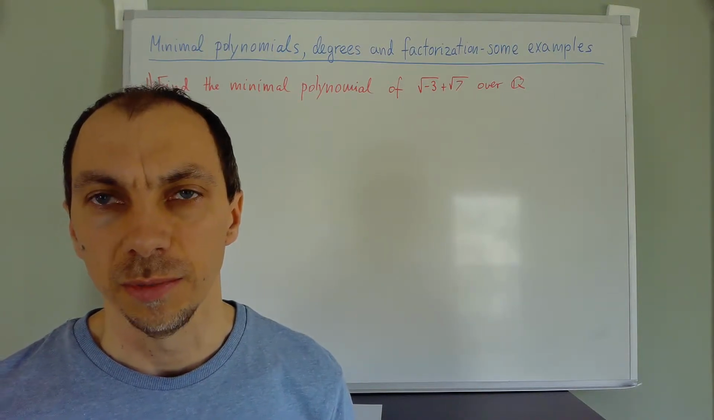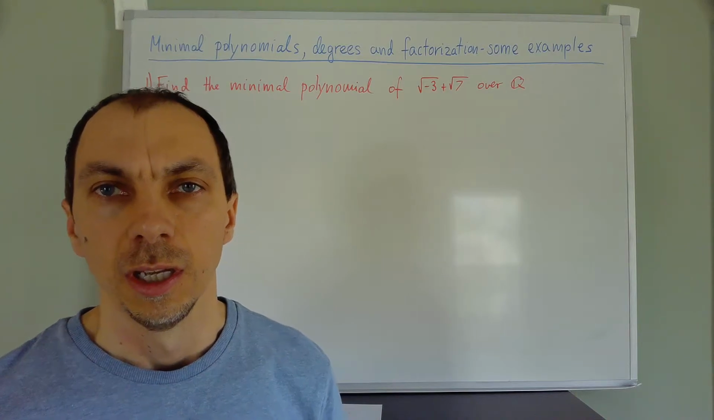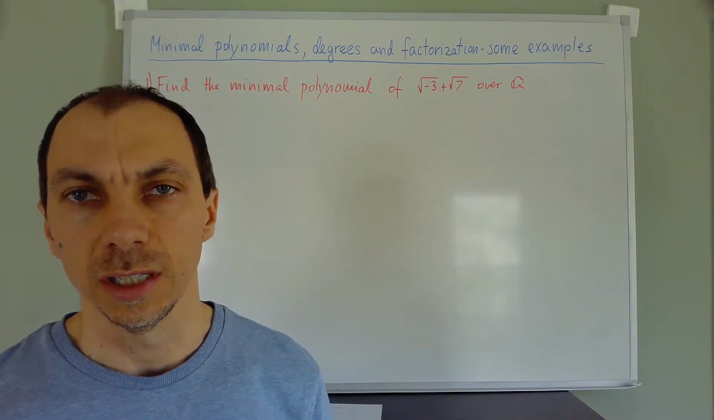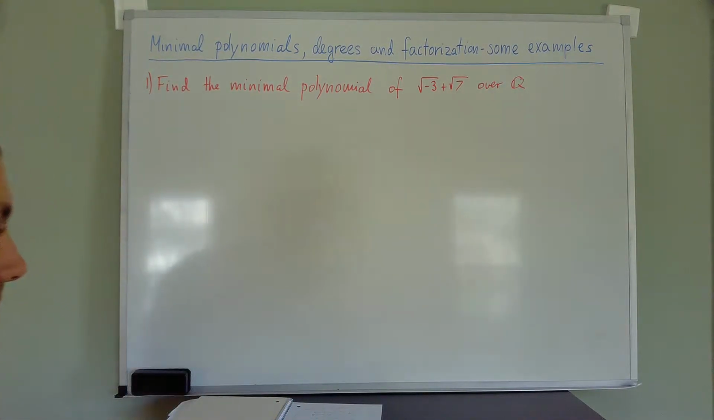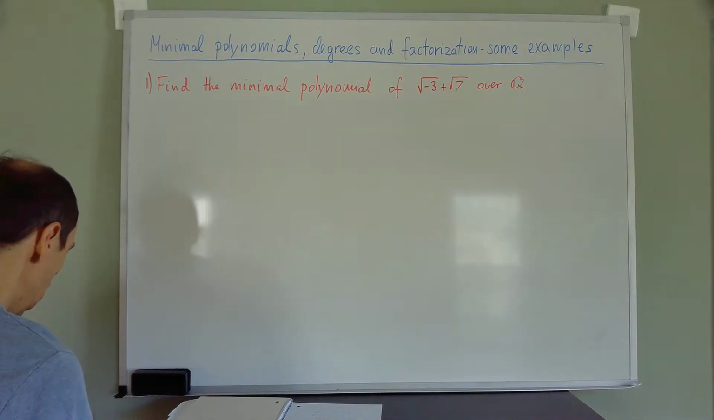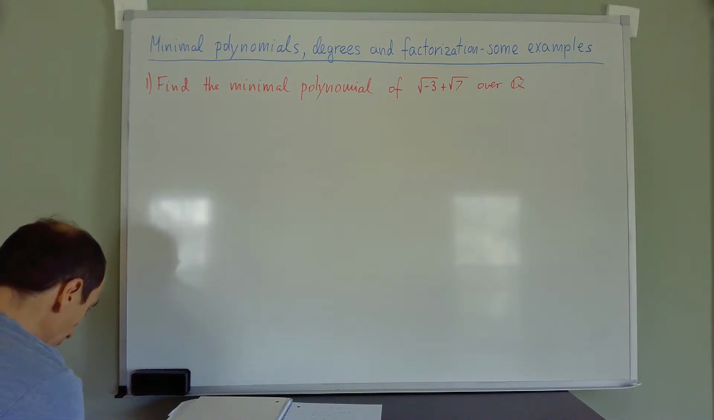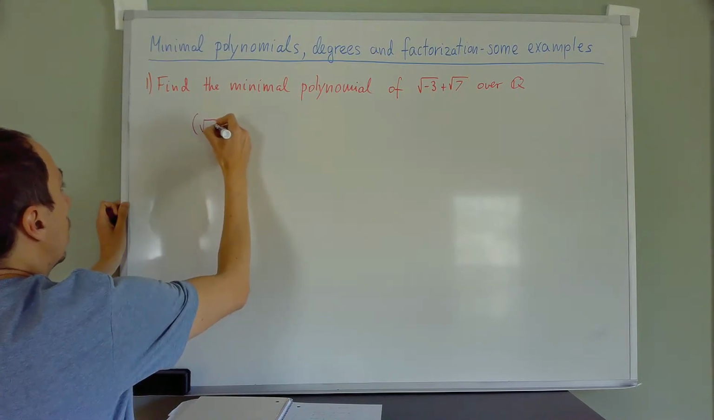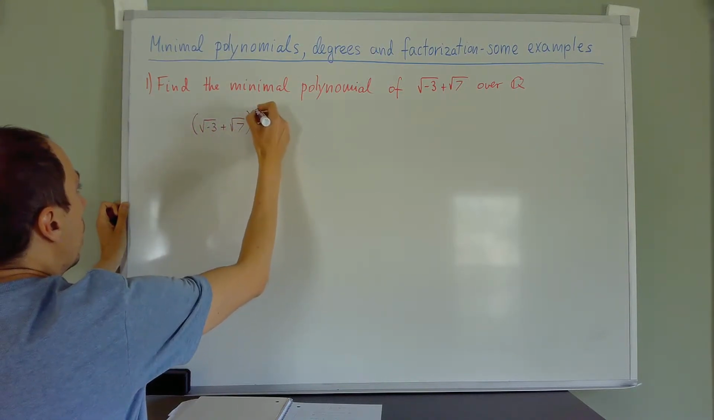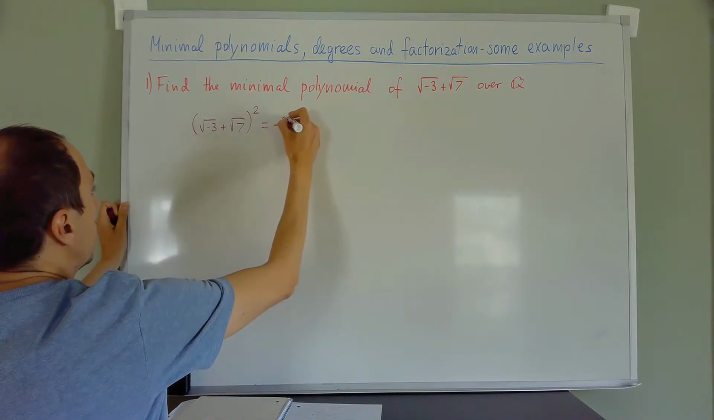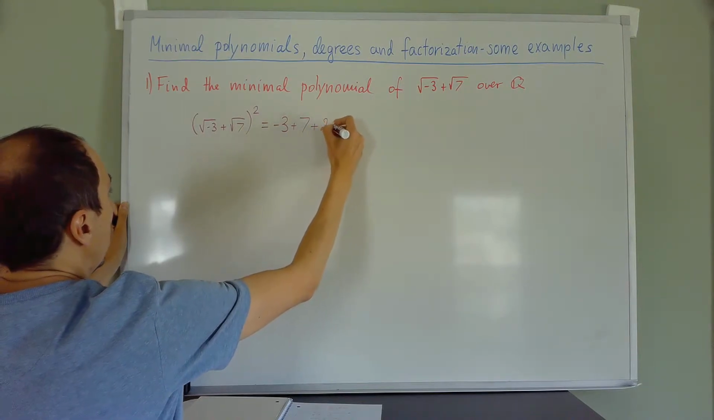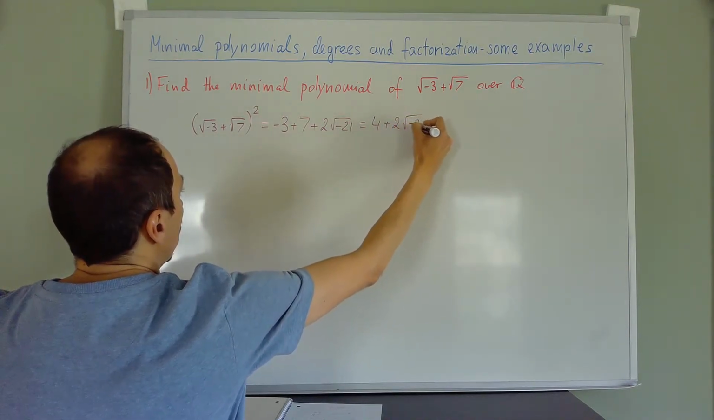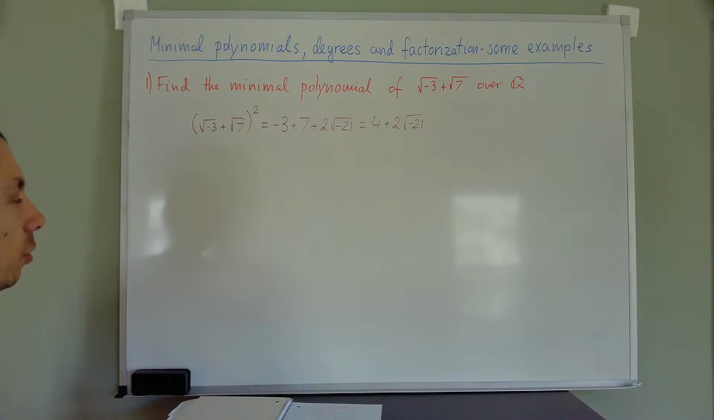We've looked at these kinds of problems, so how do you find a minimal polynomial? Well, you first find a polynomial that has this number as a root, and then try to show that it's the smallest possible degree. So let's find a polynomial. You already know methods of doing that. So I would first try to square this number, which gives me minus 3 plus 7 plus 2 radical minus 21, which is 4 plus 2 radical minus 21.